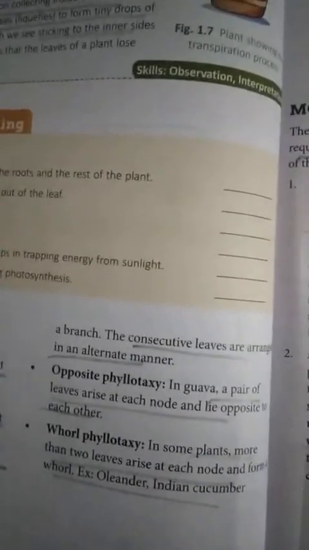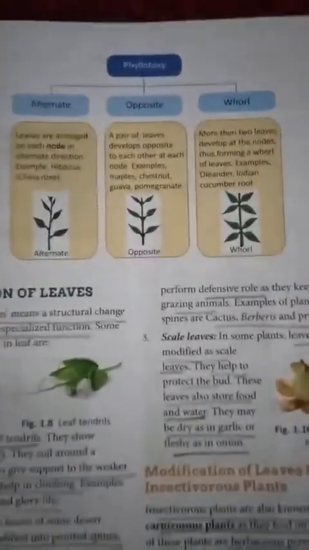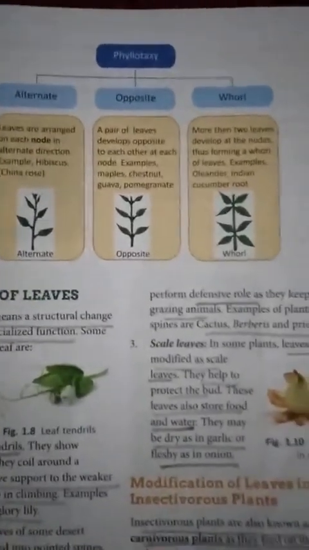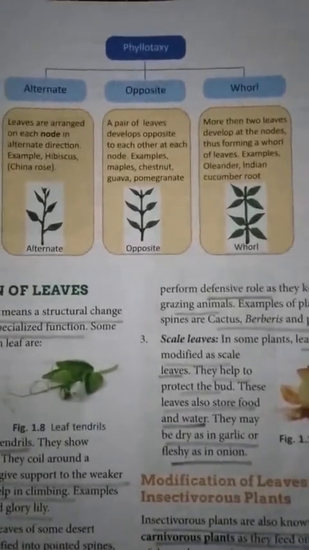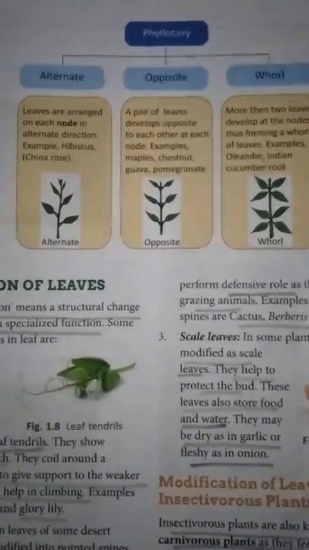This will be clear after going through the figures. Come to page number 17. Here you can see the schematic representation of phyllotaxy. There are 3 kinds of arrangement you can see over here: alternate, opposite and whorl.